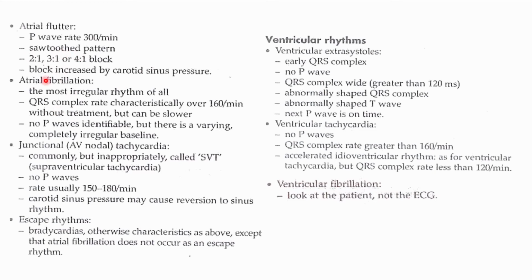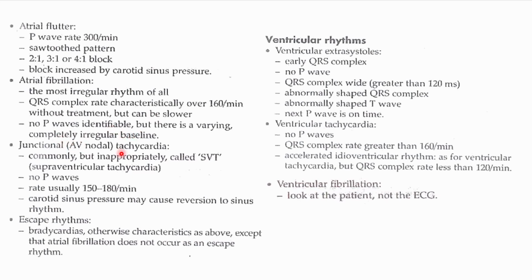With atrial fibrillation, this is the most irregular rhythm of all. So remember that the muscles of the atrium are contracting individually. The QRS complex rate is usually over 160 beats per minute without treatment, but it can be slower. There are no P waves that you can identify, but usually there's a varying and completely irregular baseline.